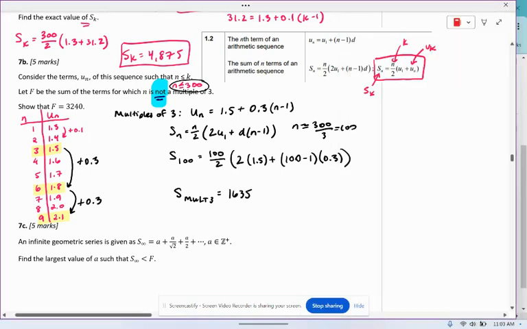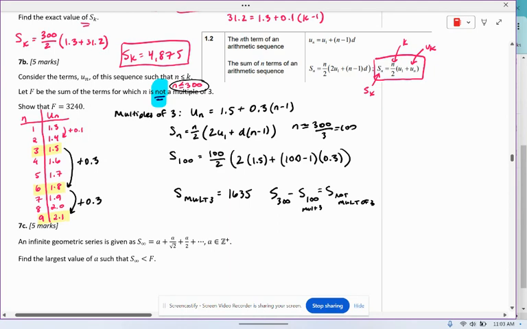Okay, cool. So if I take the sum of all 300 and I subtract off the sum of the multiples of 3, I should be left with the sum of all the non-multiples of 3. Let me write that out for you. Okay, so if I take all 300 and I sum them together, and then I subtract off the 100 that were multiples of 3, I should be left with the sum of all the not multiples of 3.